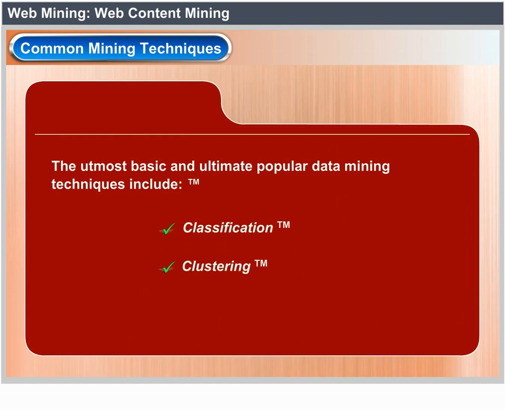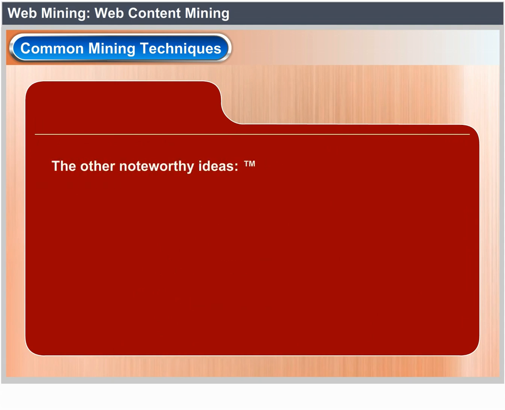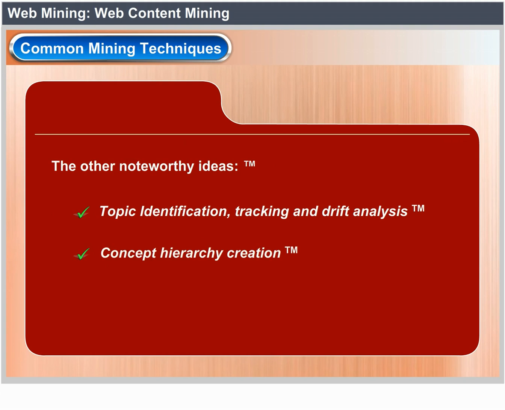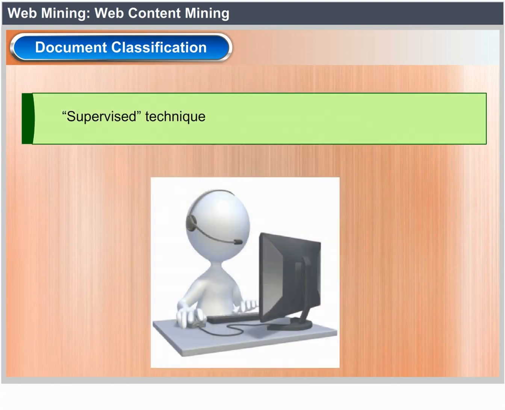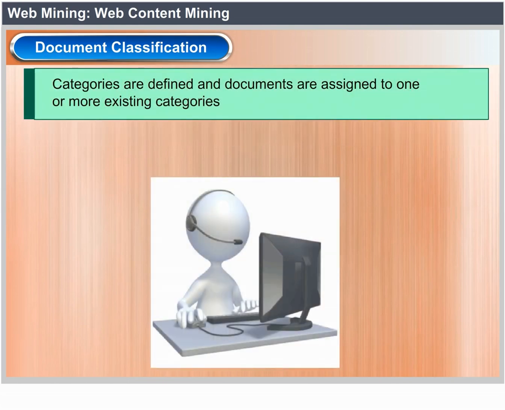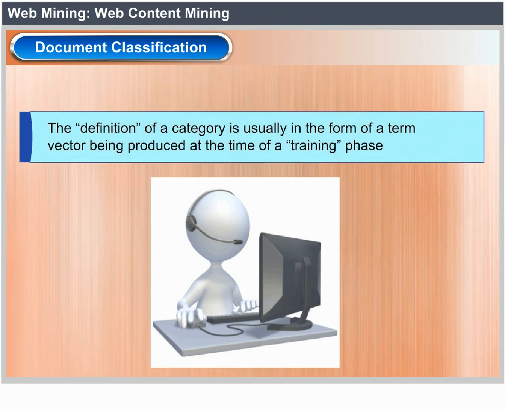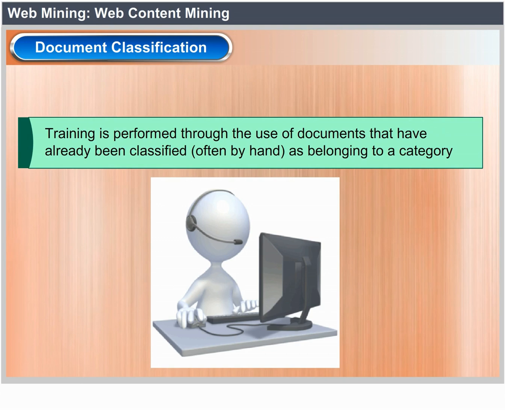The other significant ideas: topic identification, tracking, and drift analysis, concept hierarchy creation, relevance of content. Document classification. Supervised technique. Categories are defined and documents are assigned to one or more existing categories. The definition of a category is usually in the form of a term vector that is produced during a training phase. Training is performed through the use of documents that have already been classified, often by hand, as belonging to a category.